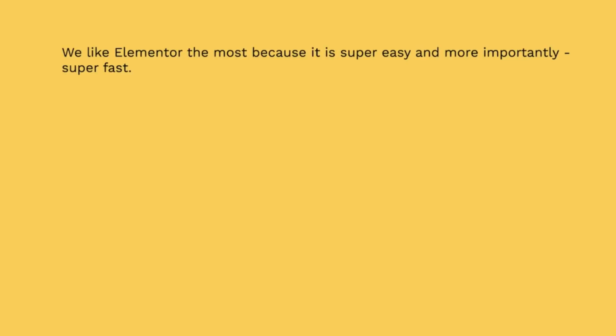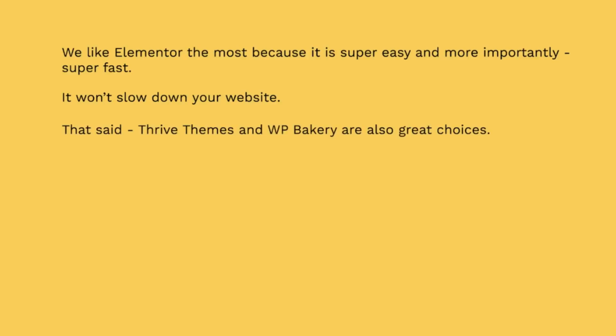We like Elementor the most because it's super easy and, more importantly, super fast. One thing to note is that as you begin to add more plugins to your WordPress site, it will actually slow things down. When we've tested things, we found that Elementor has a lot of features, but it doesn't have a lot of coding. So it runs really, really fast and it won't slow your website down. With that said, Thrive Themes and WP Bakery are really, really good choices.